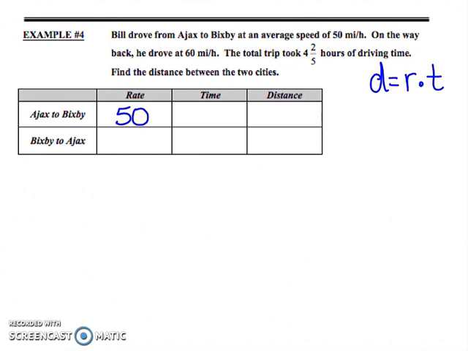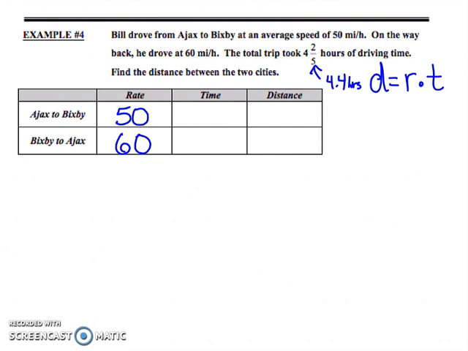On the way back, so Bixby to Ajax, he drove 60 miles per hour. So that's his rate on the way back. The total trip took 4 2/5 hours. Okay, well, it's going to be easier for us if we convert that 2/5 hours to a decimal, so that's going to be 4.4 hours.